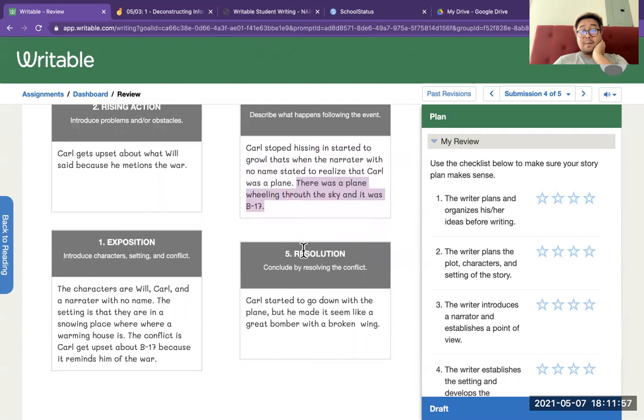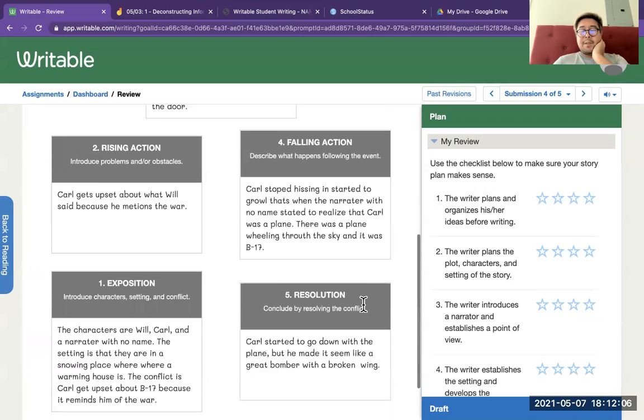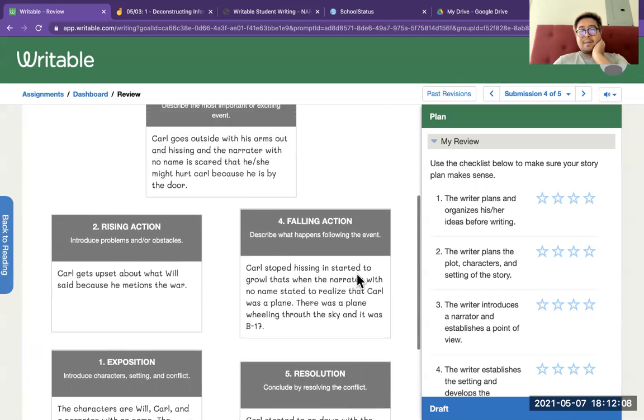Okay, so be careful when you write your draft, I mean. Carl started to go down with the plane, and he made it seem like a great bomber with a broken wing. Okay, all right. So I'm curious to see how that turns out in the draft.